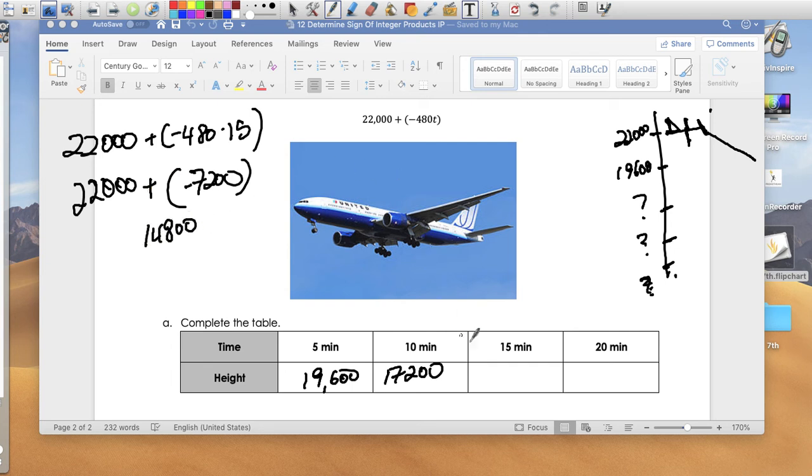So after 15 minutes, he's even lower, right? You notice that the airplane's height is going lower and lower. And we need one more. We need to know how much the airplane descended in 20 minutes. So in 20 minutes, times 20, right? That's going to be 9,600, because I know that in 10 minutes it was 4,800, so it's 9,600.